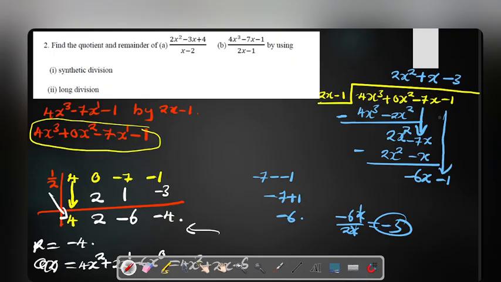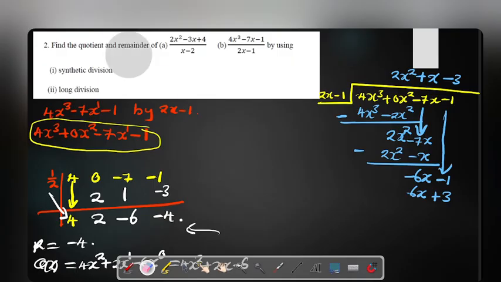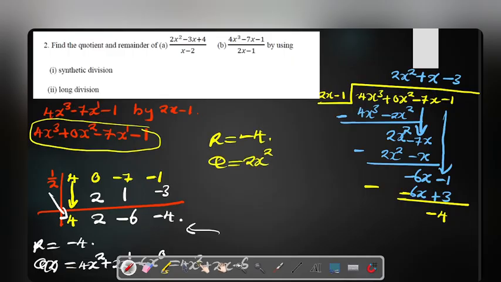Negative 3 times 2x will be negative 6x. Negative 3 times negative 1 will be positive 3. Now here we need to subtract. When we subtract, it will be 0 there. Then negative 1 minus 3 will be negative 4. So we can record that the remainder is negative 4. The quotient is 2x squared plus x minus 3.